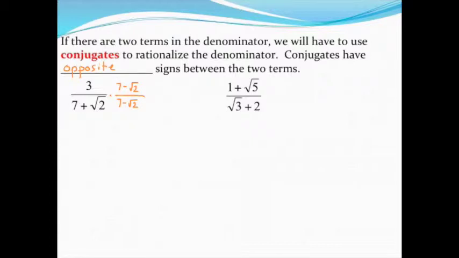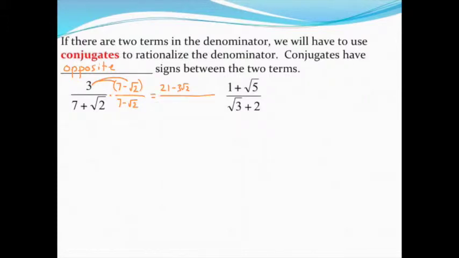So in the top, I need to take 3 and multiply it by 7 minus the square root of 2. I'm going to need to distribute to do that. 3 times 7 is 21. And then 3 times negative square root of 2 is negative 3 square root of 2. Think of that as like 3 times negative x. We can't really do any multiplication other than write them next to each other multiplied together. So 21 minus 3 square root of 2.